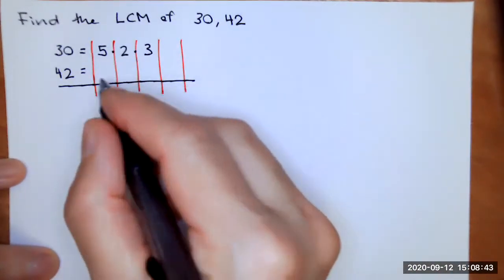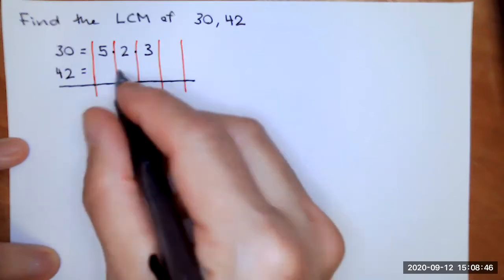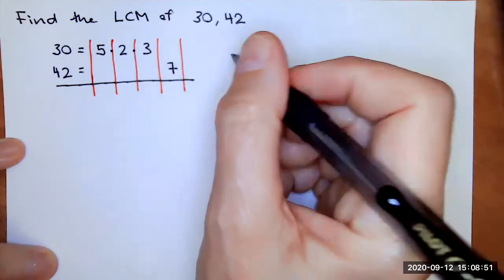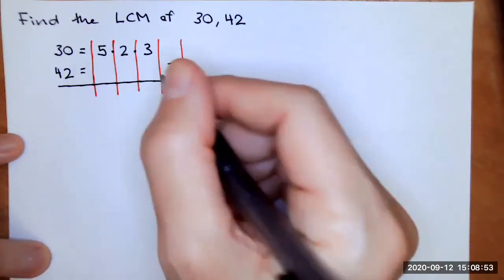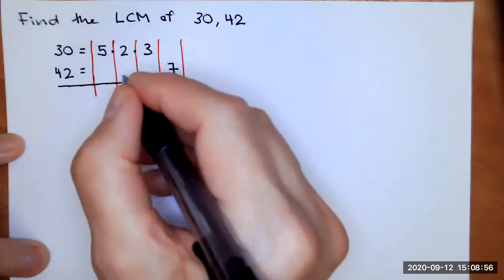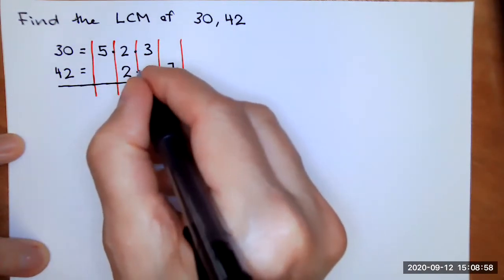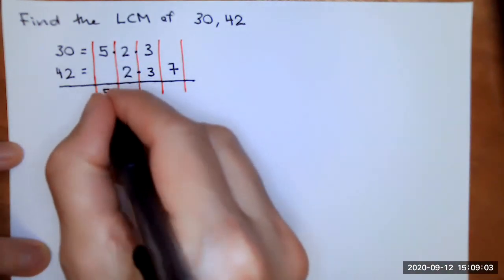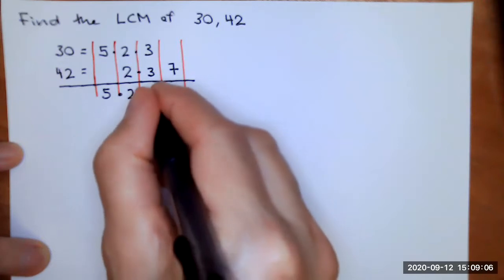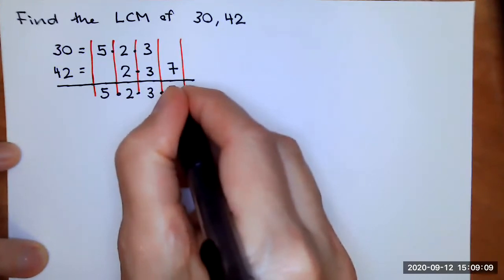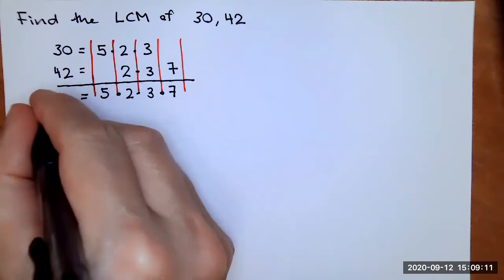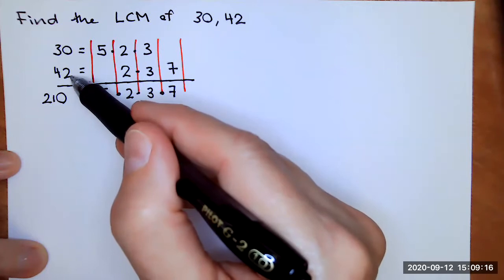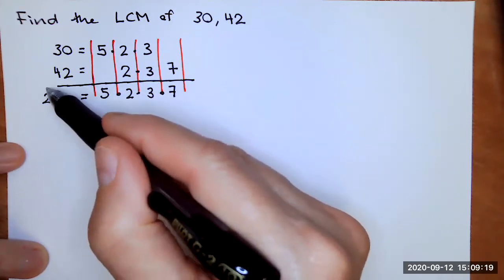Let's break down the 42. Well, that's 7 times 6, so I'll have to put 7 in its own column. And then 6 is not a prime, so I'll break that down. That's 2 times 3. I already have a 2 column. I already have a 3 column. And then we bring down each of our unique factors and multiply them together. So the smallest number that 30 goes into and 42 goes into is 210.